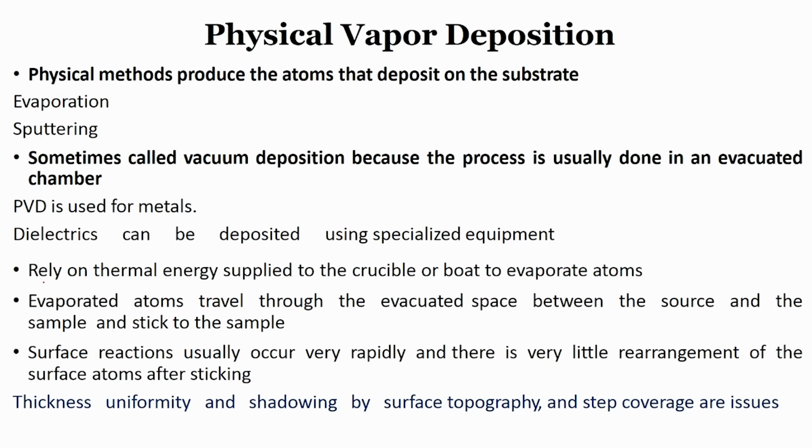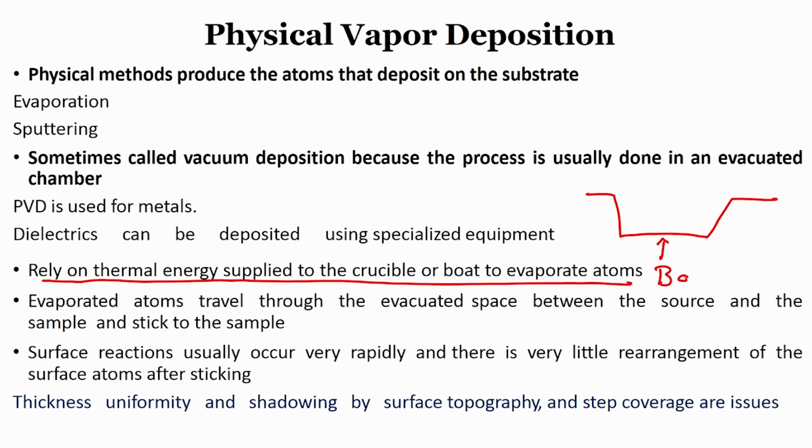Further, it relies on the thermal energy supplied to the crucible or boat to evaporate atoms, right? What does that mean? Suppose I have this crucible or boat. Why do I call this a boat? Because it carries the material that we want to evaporate, right. So, this is the metal, let us say, that we want to evaporate.